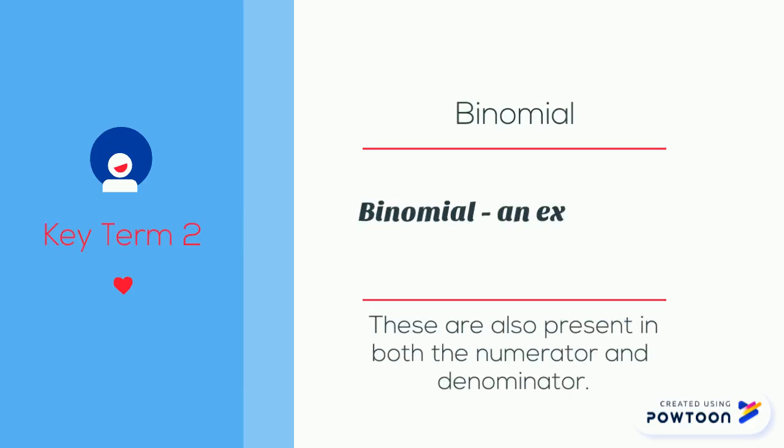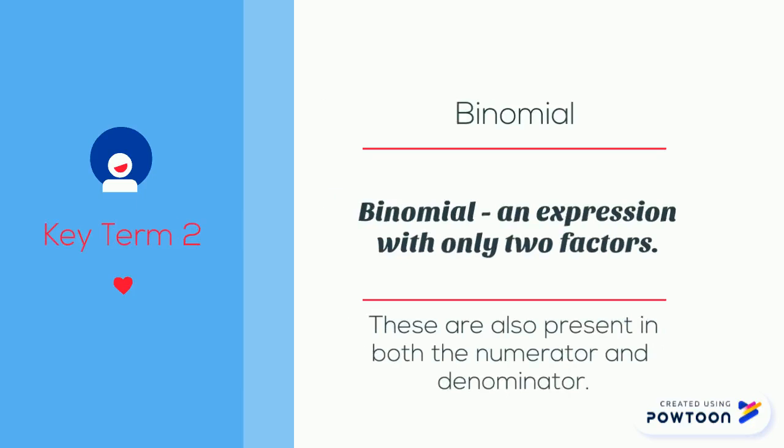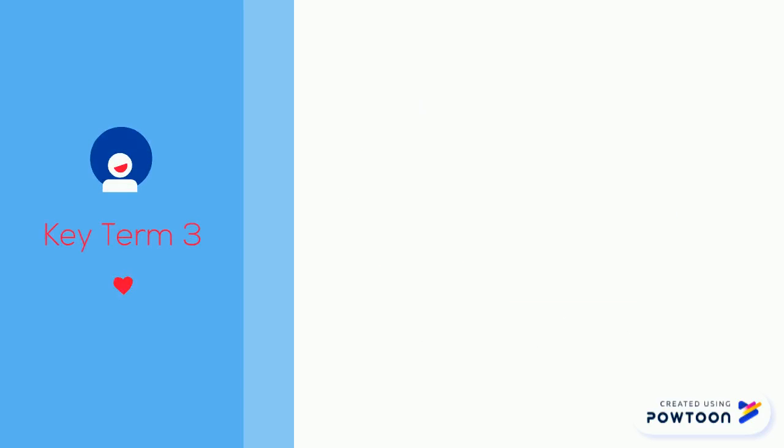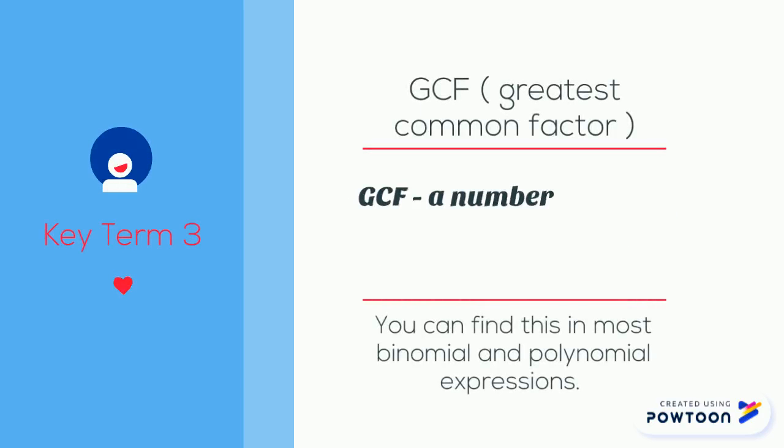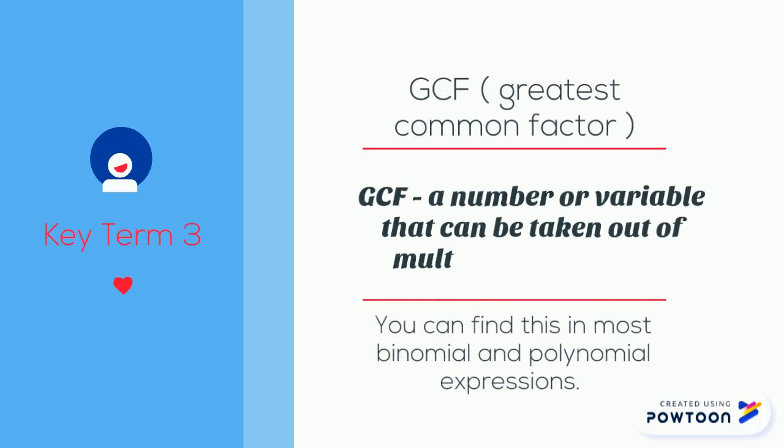The second key term is a binomial, or an expression with only two terms in it, which are also present in numerators and denominators. Our last key term is a GCF, or a greatest common factor. A GCF is a number or variable that you can take out of two or more terms of an expression if they have that number in common.